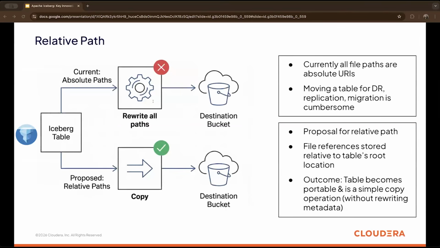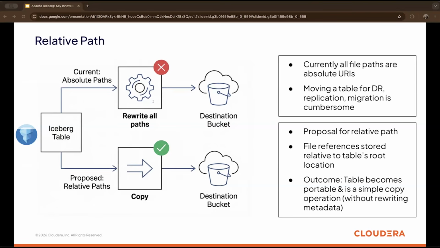And this final proposal is a long-standing problem. This is where we're talking about moving from absolute-based URIs to relative-based URIs. Today, Iceberg stores all of this information, like the metadata file, manifest list, all of this, as absolute URIs. That means if you want to move a table, you have to rewrite all of these absolute URIs, right?